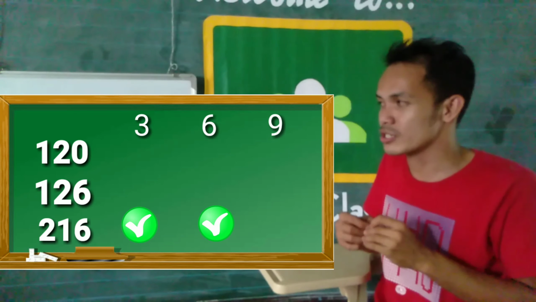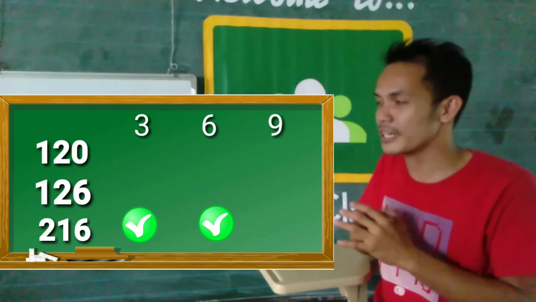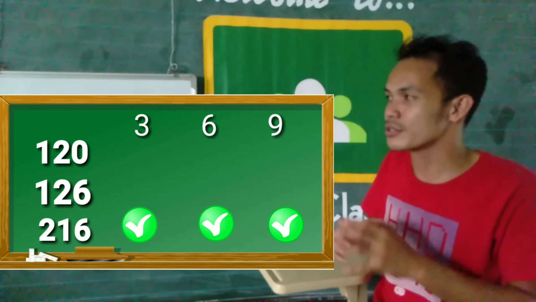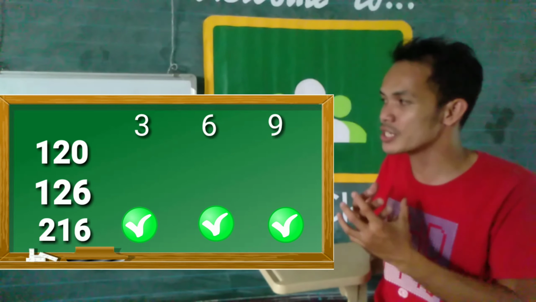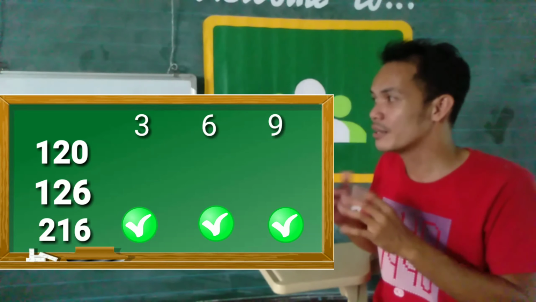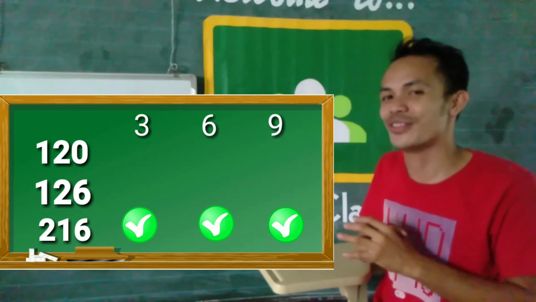My next question, is it divisible by 9? 216. Yes, divisible by 9 because when you add the digits, the answer is 9. 9 divided by 9 is 1 without remainder.